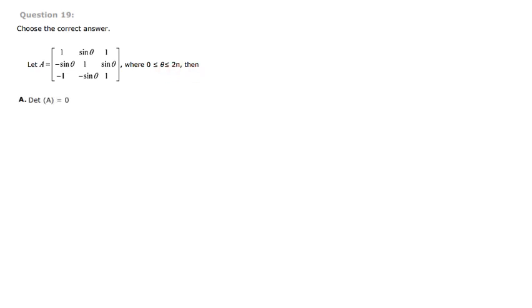Next we shall discuss question number 19, the last question of this chapter. Choose the correct answer. Let A be the matrix with rows 1, sin theta, 1; minus sin theta, 1, sin theta; minus 1, minus sin theta, 1, where 0 is less than or equal to theta less than or equal to 2 pi. Then there are four options given. First option: determinant A equals 0. Second option: determinant A belongs to the open interval (2, infinity). Third: determinant A belongs to the open interval (2, 4). And the fourth option: determinant A belongs to the closed interval [2, 4]. We have to choose the correct answer.